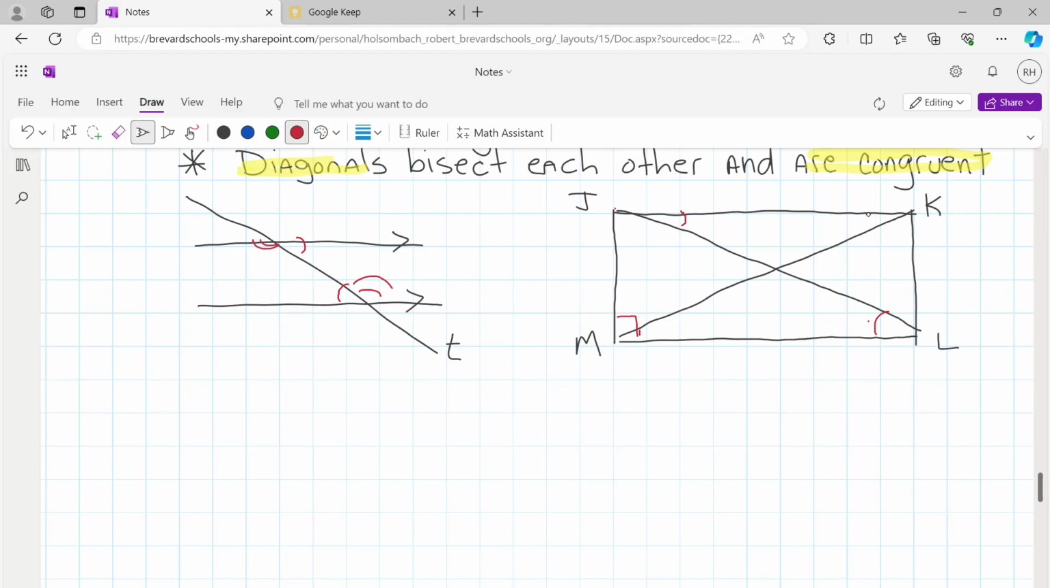Just like right here, this angle is congruent to this angle. They're alternate interior angles. And that this one is congruent to this one, because those are alternate interior angles. But in a rectangle, they're not necessarily equal to each other. The only time they're going to be equal to each other in each vertex is when you have a square, and you have all the same sides and four 90-degree angles. In that case, all of the diagonals will be angle bisectors. But in this case, with rectangles, they're not.